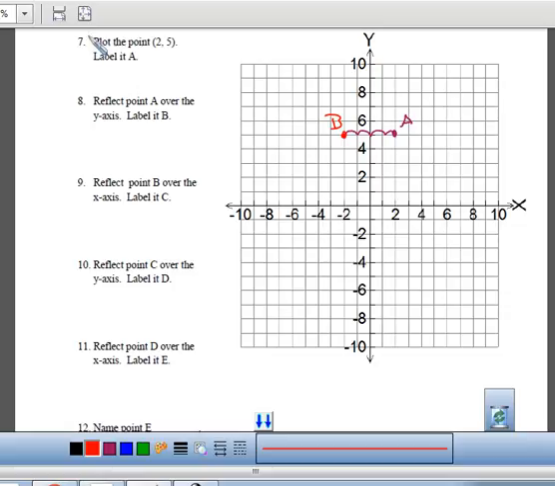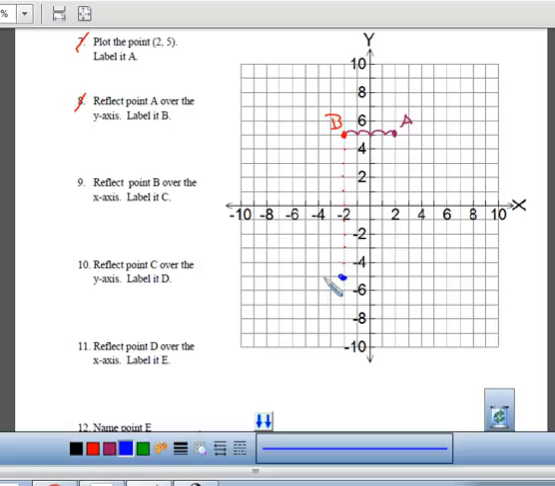Now, I've completed 7 and 8. Now, I'm going to reflect point B over the x-axis and label it C. So I'm going this way now because the x-axis is here. And it's, let's see, 1, 2, 3, 4, 5 spaces. So I got to count 5 more the other way. 1, 2, 3, 4, 5 spaces, and I'll switch colors again.